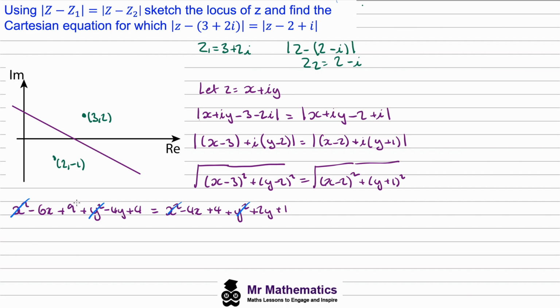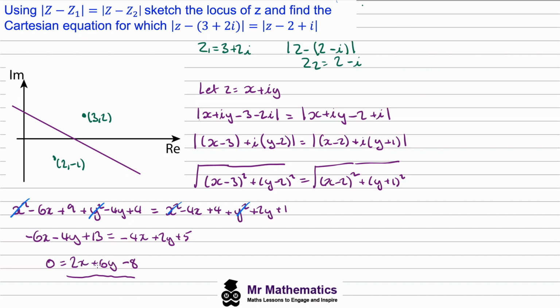And now we can collect the constant terms together and simplify both sides. So negative 6x minus 4y plus the 13 will equal negative 4x plus 2y plus 5. Now we can move all of these terms over to the right-hand side. So 0 will have negative 4x plus the 6x, the 2y plus the 4y, and then the 5 take away the 13. And this is the equation of this perpendicular bisector.